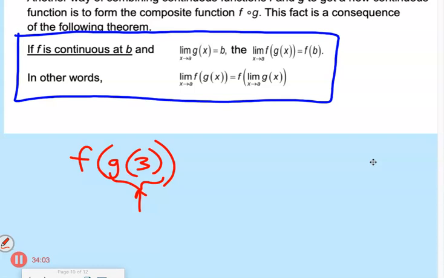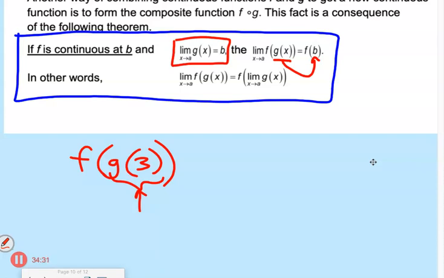So if the limit is b, then the limit of f of g of x is f of b. You're finding the limit of the inside, and then you take that and plug it into the outer function. This is only true if the outer function is continuous there. If the outer function is discontinuous, weird things can happen. Today we're going to do pretty straightforward ones, and then tomorrow we're going to do a few weird ones.